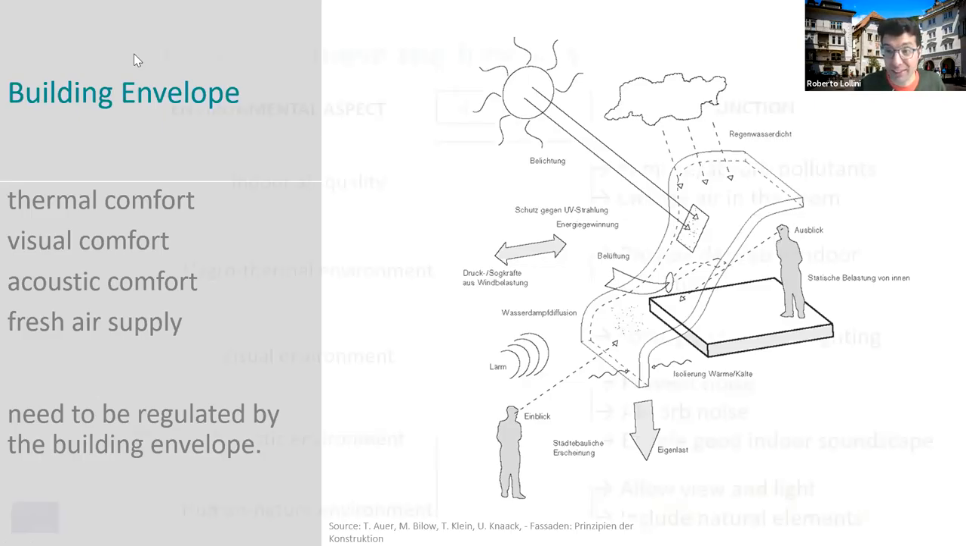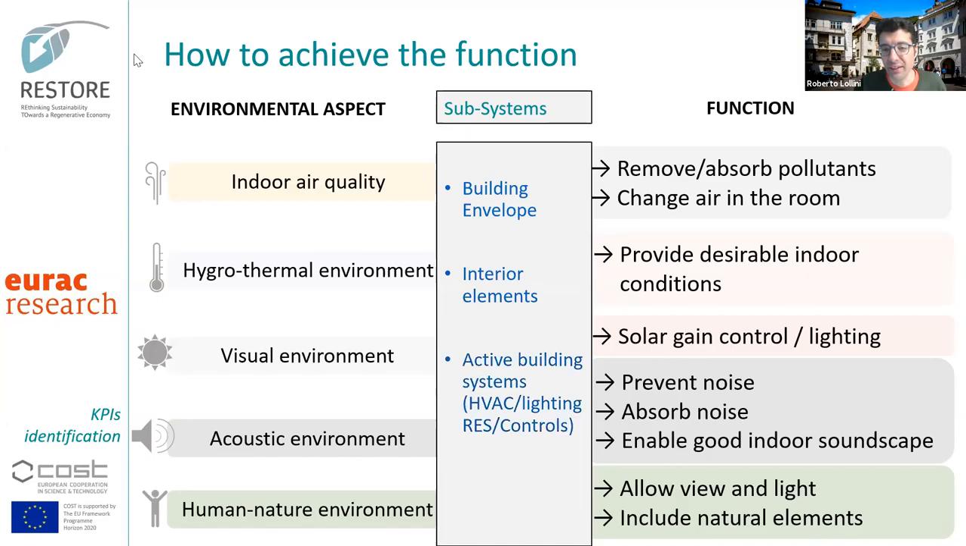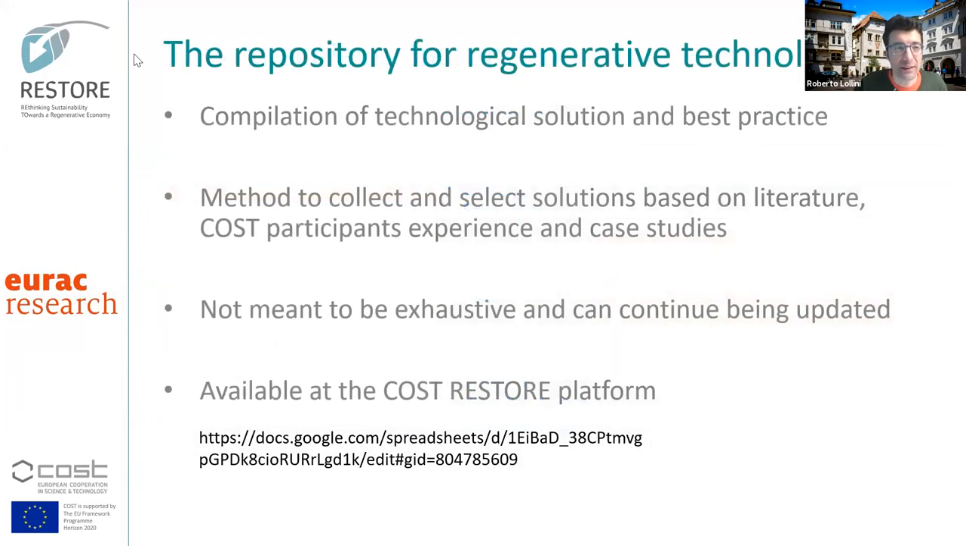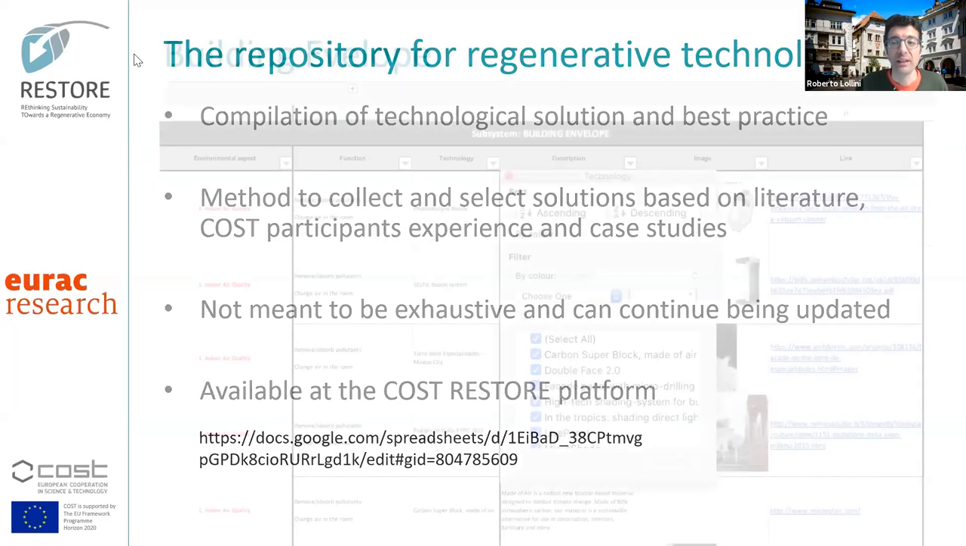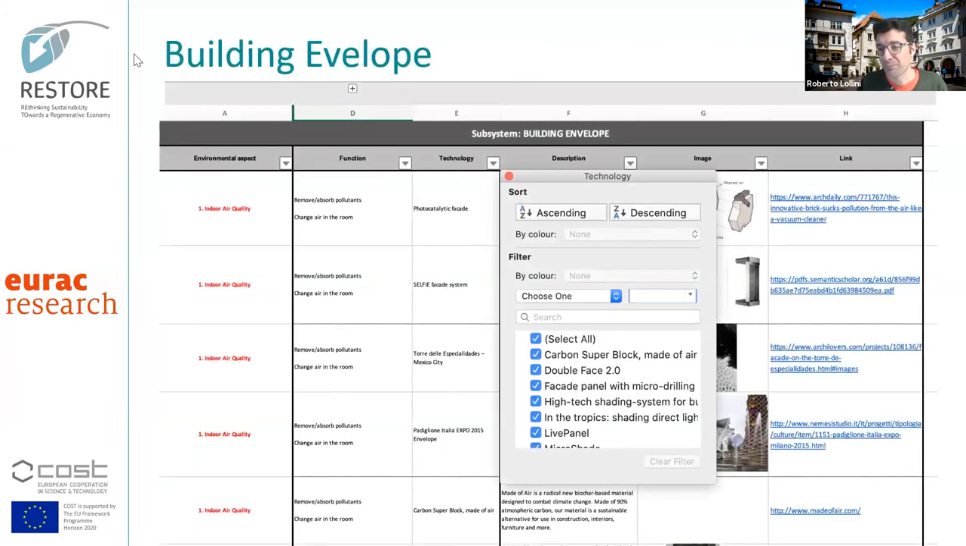So we try to identify, in the literature and on the market, the kinds of technologies, products and solutions able to answer the functions I showed before. And we put these products and technologies in a repository. We are still working on that. And then we are going to embed this repository in the Restore website, so you can also access the repositories.